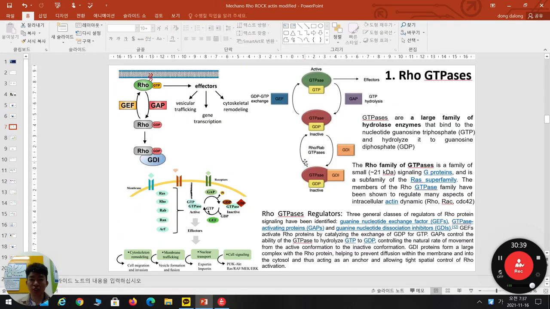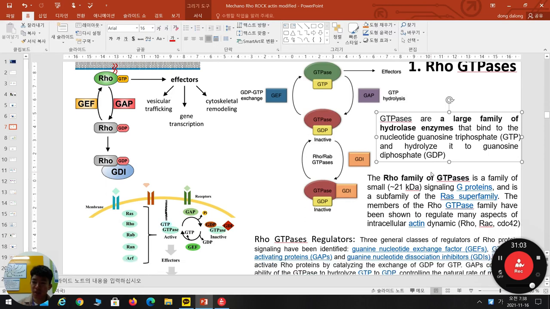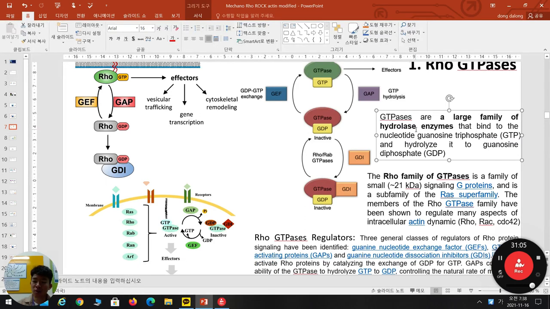Okay, so let's start to understand the Rho GTPase. GTPase is a large family of hydrolase enzymes that bind to the nucleotide guanosine triphosphate, GTP, and hydrolyze it to GDP. GTPases remove the phosphate group from GTP and turn it into GDP. And then a subfamily of the GTPases is the Rho family of GTPases. It's very important for us.